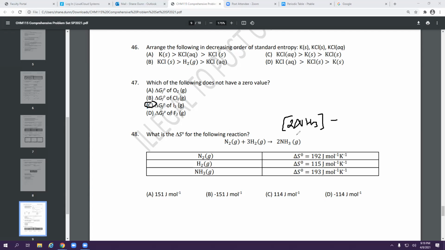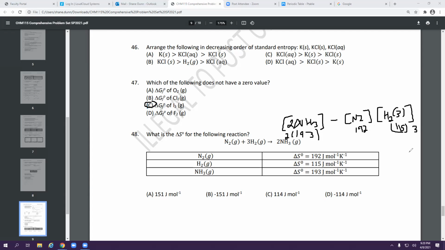Okay, now minus reactants. Concentration of N2. So put that there, 193, and I multiply it by 2. I put in 192, and over here I have 115.